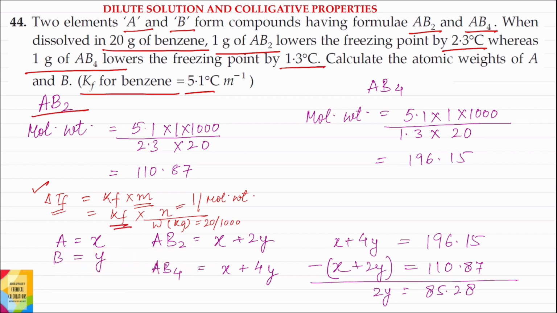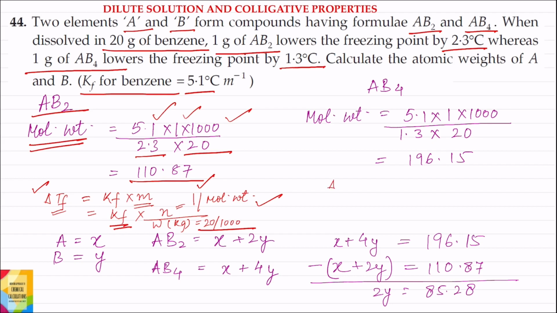Now putting the value of delta Tf as 2.3 degree centigrade, this is for AB2, value of Kf equals 5.1, weight of solute, that is 1 gram, divided by molecular weight of solute, which we have to find out. Weight of solvent in kgs will be 20 divided by 1000 kg. Putting these values and rearranging, the molecular weight of AB2 is equal to 5.1 into 1 into 1000 divided by 2.3 into 20. Solving, molecular weight of AB2 comes to 110.87 gram per mole.